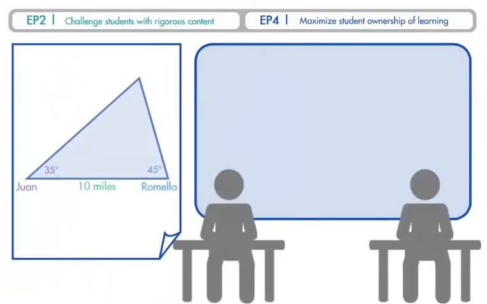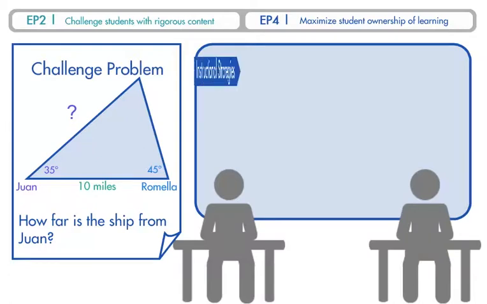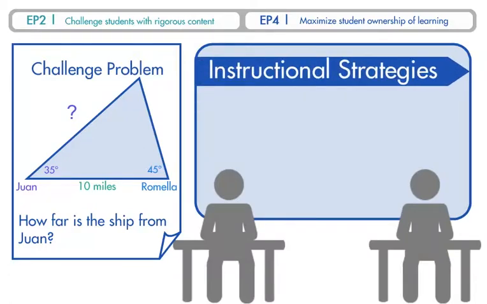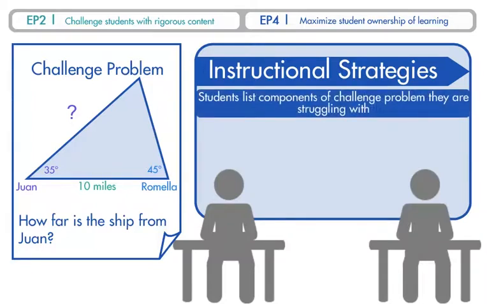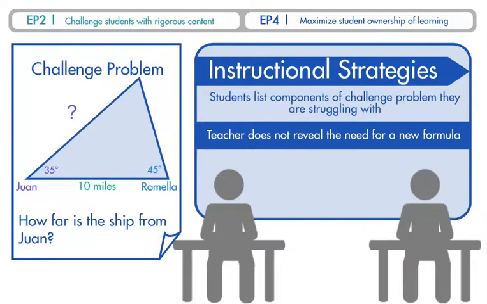The teacher begins by having students work on 3 warm-up problems, the last of which, about proximity to the shore, is a challenge problem. After the class shares their solutions for the first 2 problems, the teacher asks students to list the components of the challenge problem they are struggling with before having them read it aloud and discuss possible strategies for solving. The teacher chooses not to reveal to students that they actually need a new formula in order to solve the challenge problem. Her approach ensures that students figure out that they need additional information on their own.